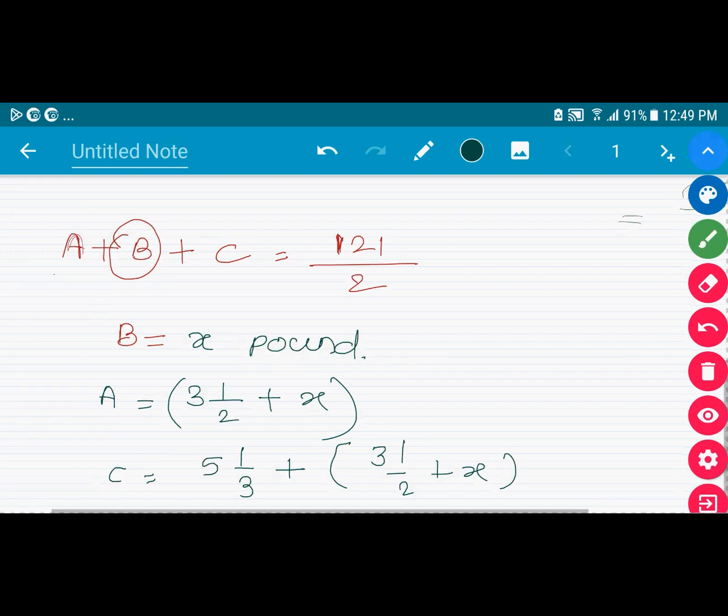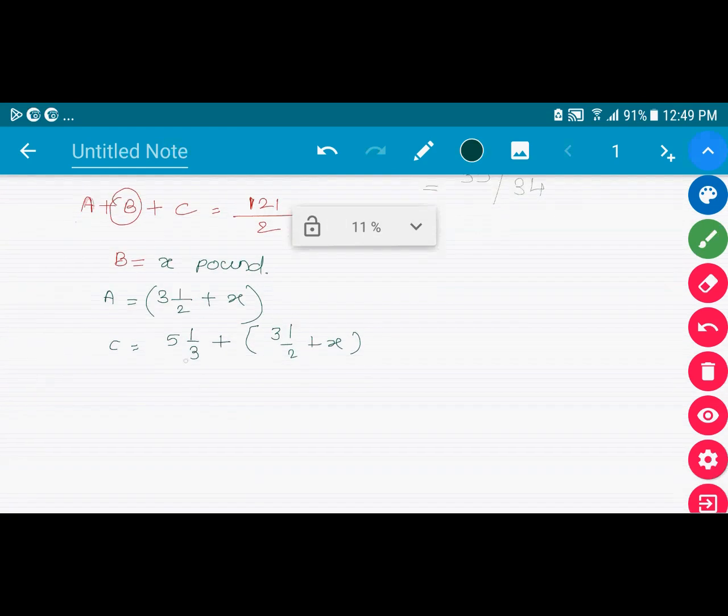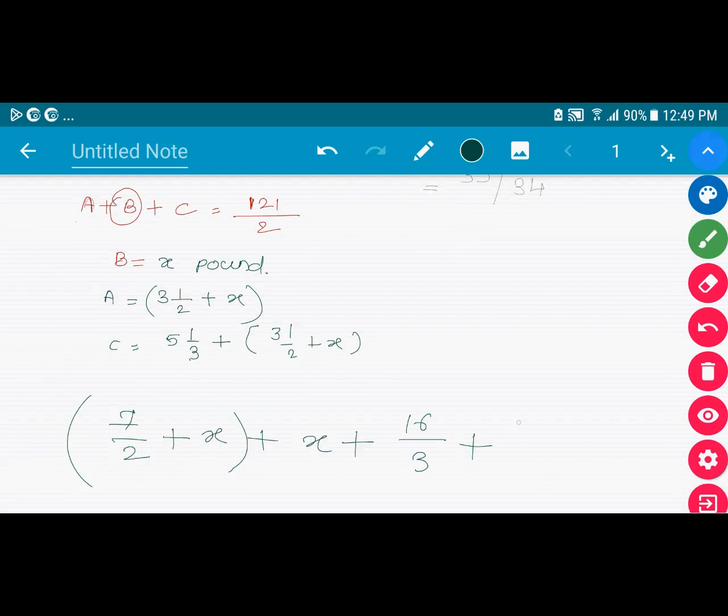And we know addition of all the three is what? So we just have to solve it. So add all of them. 3 upon 1 by 2 becomes 7 by 2 plus x, plus B's weight is x. This is A's weight. And C's weight is 5 3s are 15 plus 1, 16 upon 3. So 7 upon 2 plus x plus 16 upon 3 is equal to 121 upon 2.